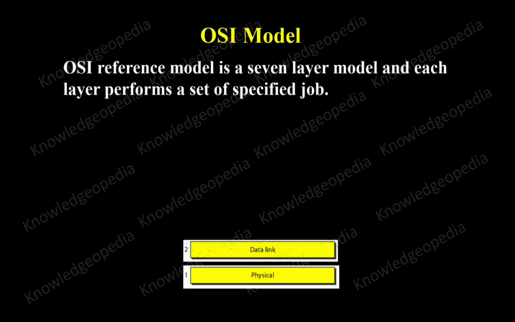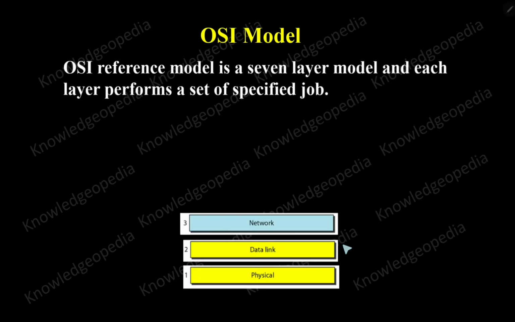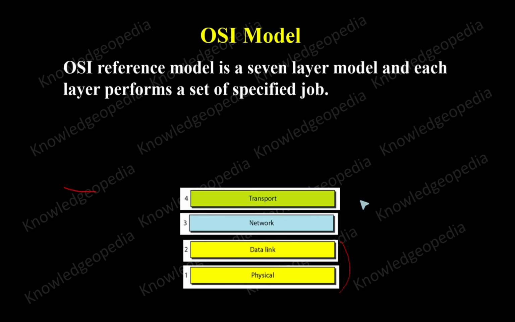In the previous classes we discussed the OSI reference model. It has 7 layers. The first layer is the physical layer, then the data link layer. About those we already discussed. So in this class we will be discussing the network layer and the transport layer.